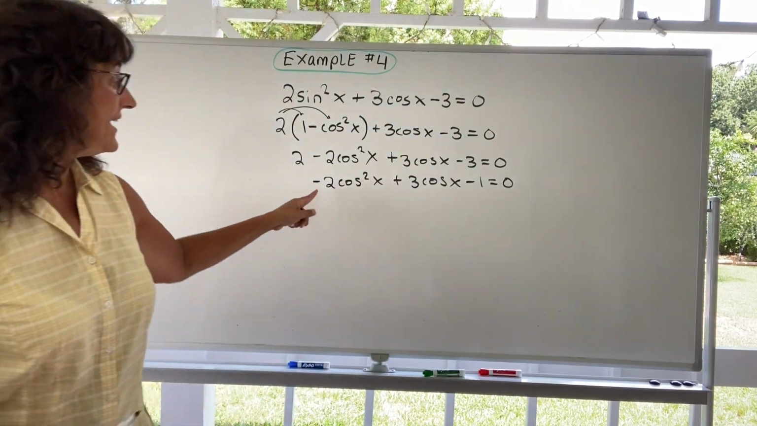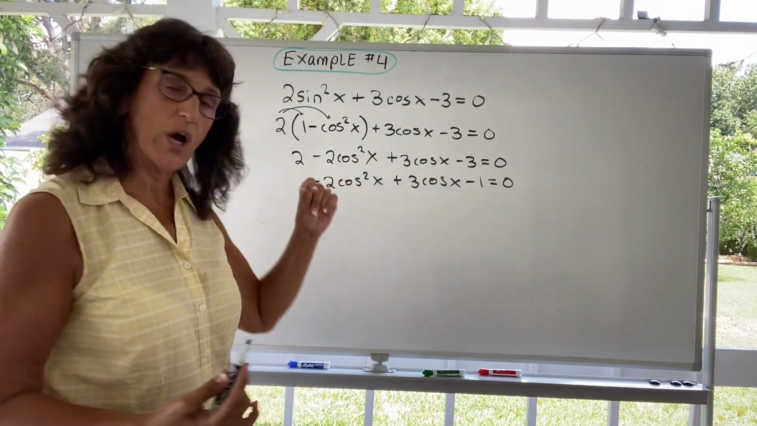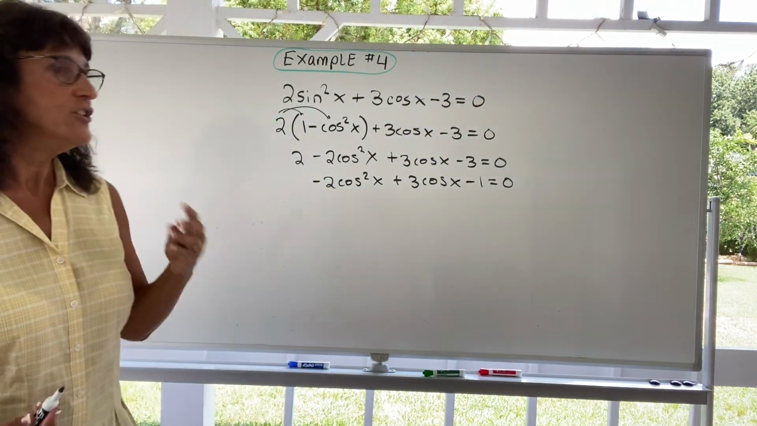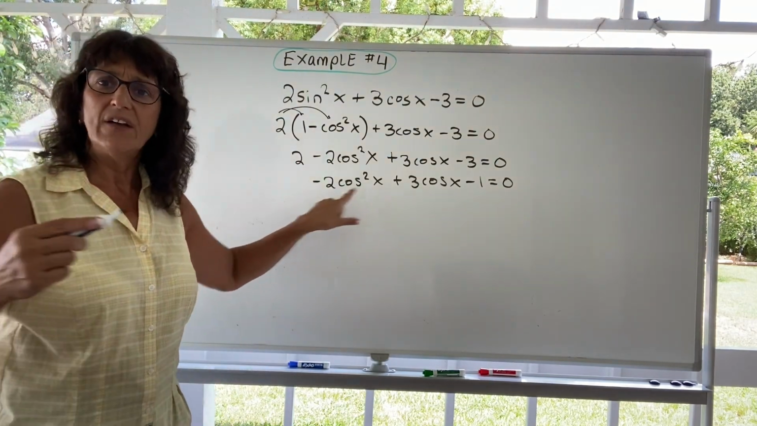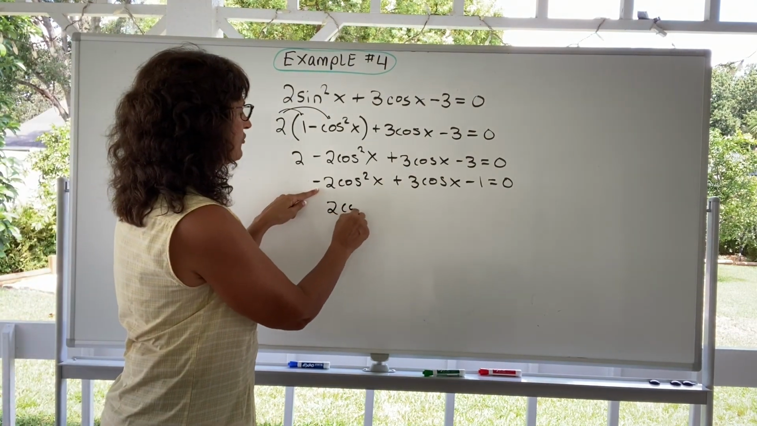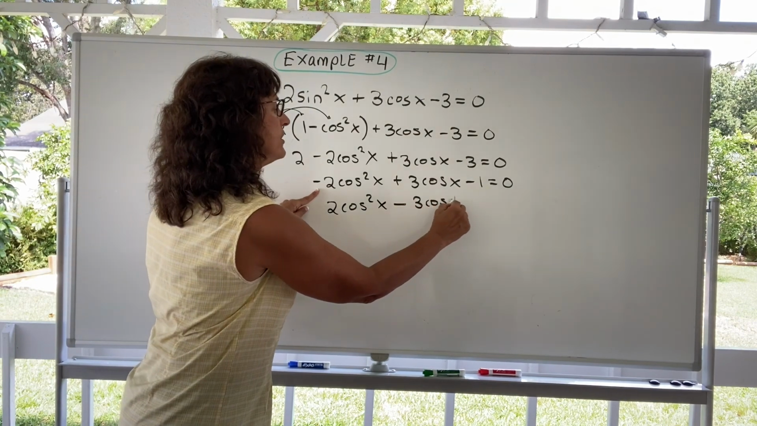Now let's go ahead, and when I'm working with quadratic expressions, I like to have a positive leading coefficient on my x squared. I think it just might make it easier to see. So let's divide every single term by -1, so change the signs. So we have a positive 2 cosine squared x, minus 3 cosine x, plus 1.